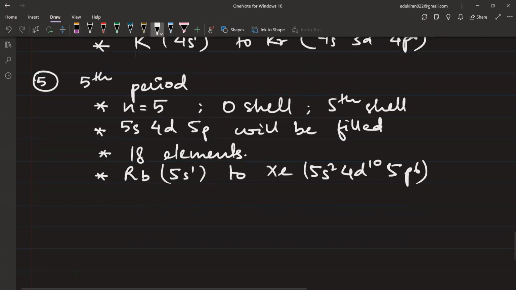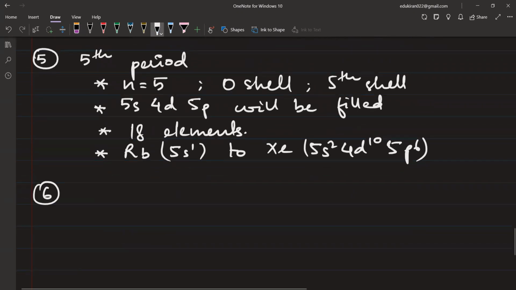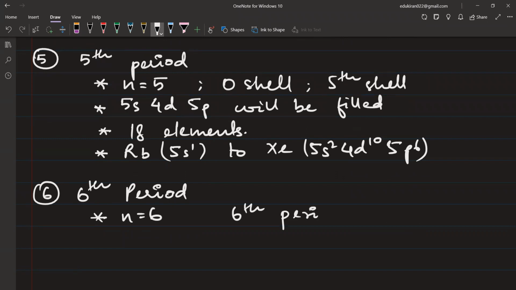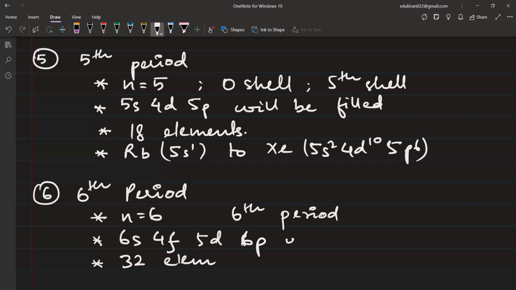But the fifth period, and then the last period, that is the sixth period. Please write about the sixth period. n will be equal to 6. In this sixth period, you will have 6s, 4f, 5d, 6p. If you look, it is ns, (n-2)f, (n-1)d, np. Now just add the number of electrons: 2 plus 14 is 16, plus 10 is 26, plus 6 is 32. So 32 elements will be filled. There are 32 elements in the sixth period.